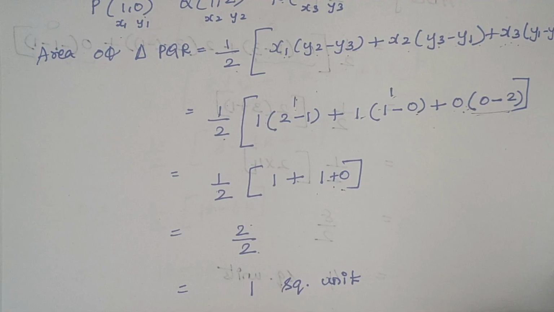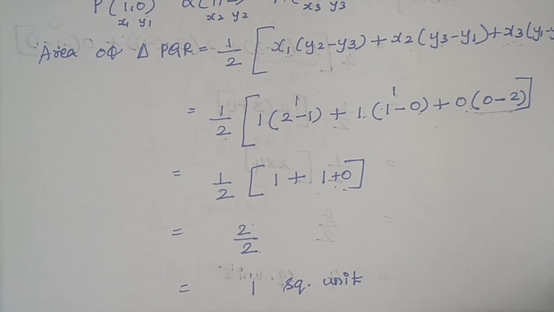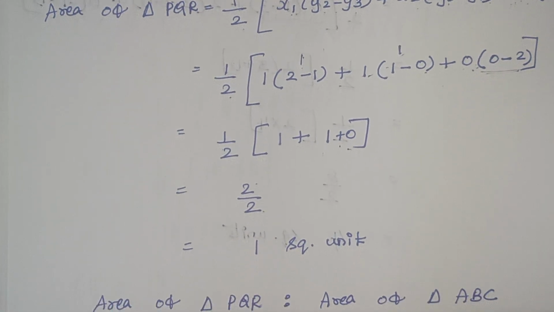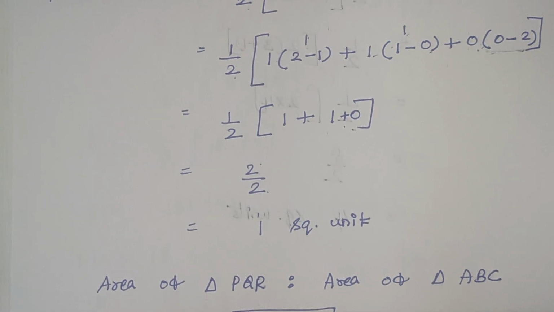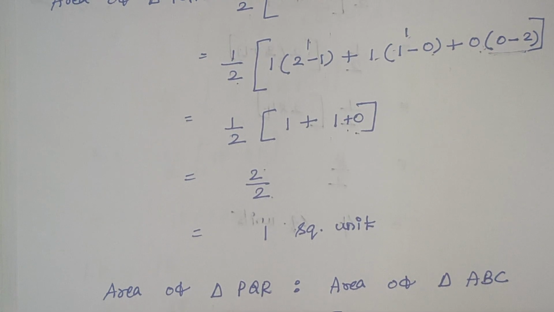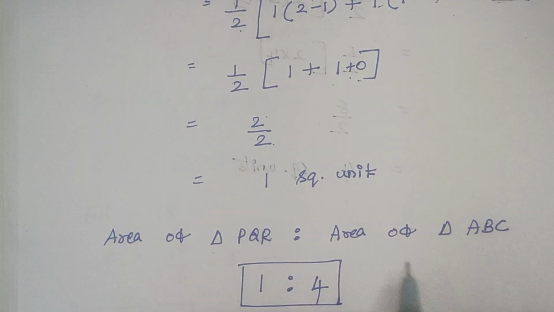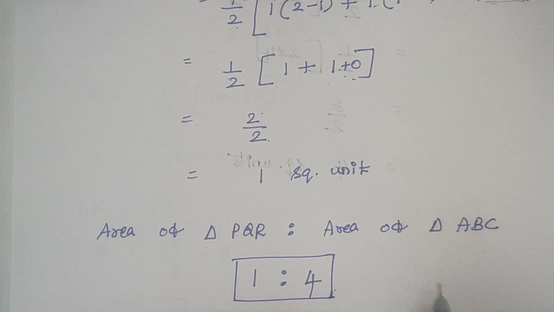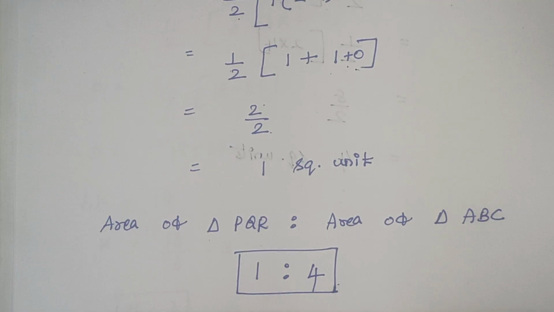Now when you compare the ratio of the bigger triangle to the smaller triangle, that is the area of triangle PQR to the area of triangle ABC. So the area of triangle PQR is 1 square unit and ABC is 4, right? Therefore the ratio is 1:4.